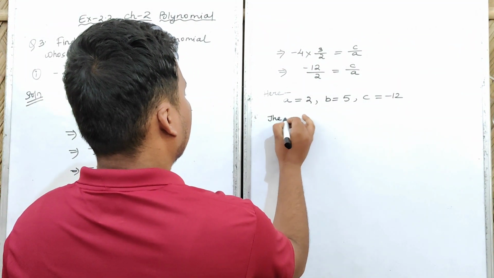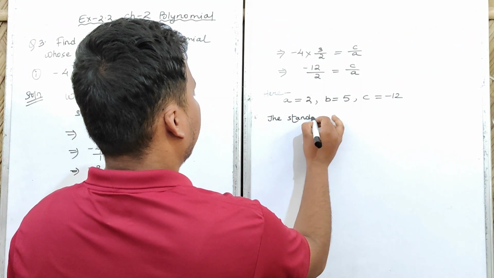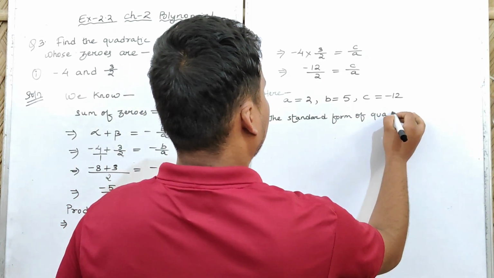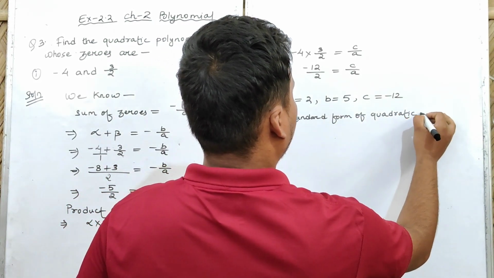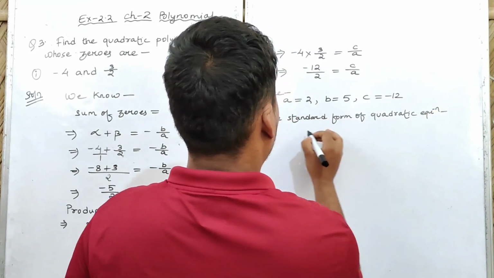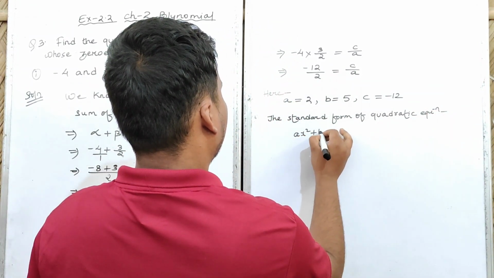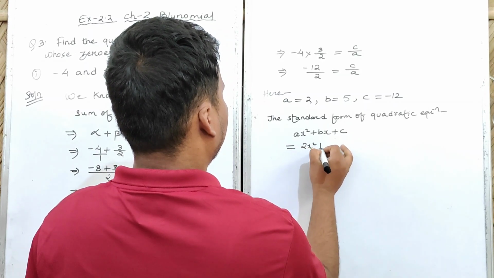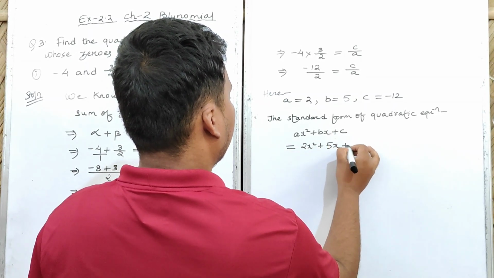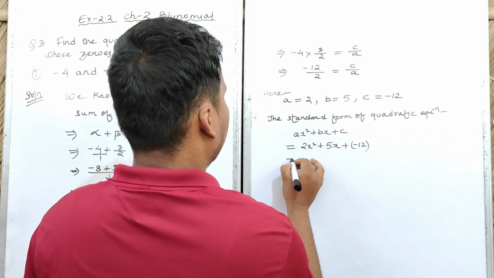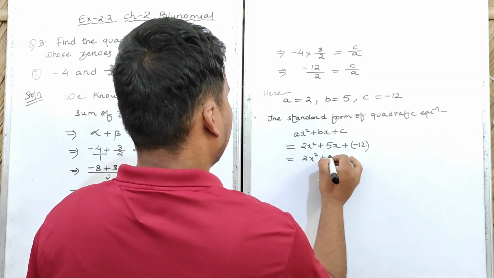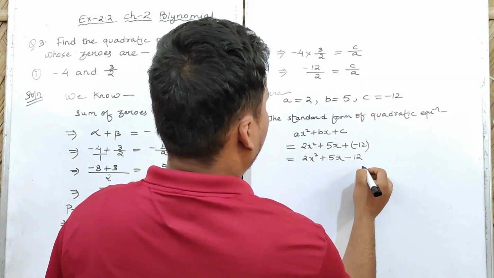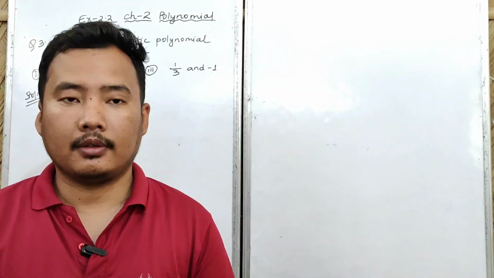So the standard form of quadratic equation क्या था, standard form ax square plus bx plus c. तो a how much you got, 2x square plus b how much you got, 5x, c कितना है, -12. So write it down: 2x square plus 5x plus minus 12. So this is the required quadratic polynomial.